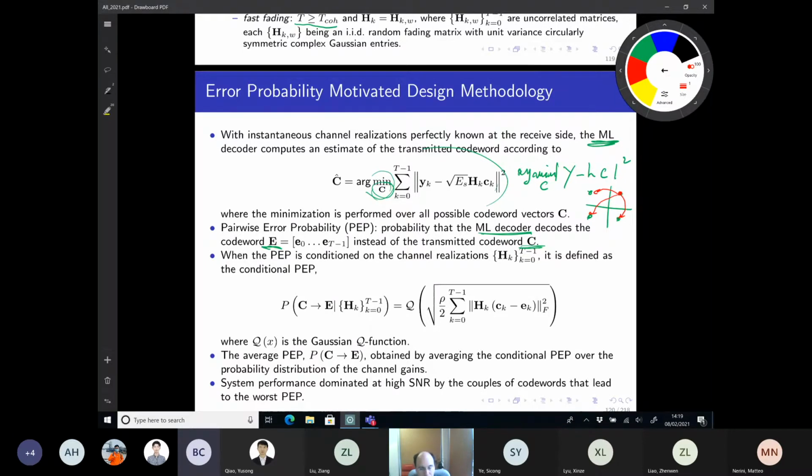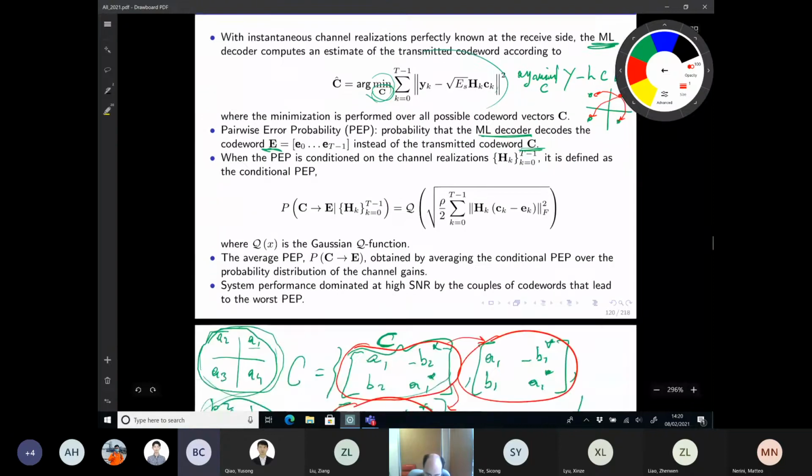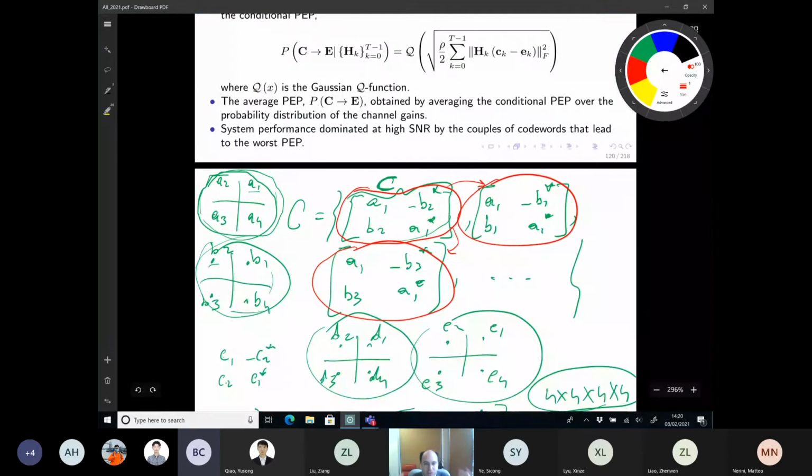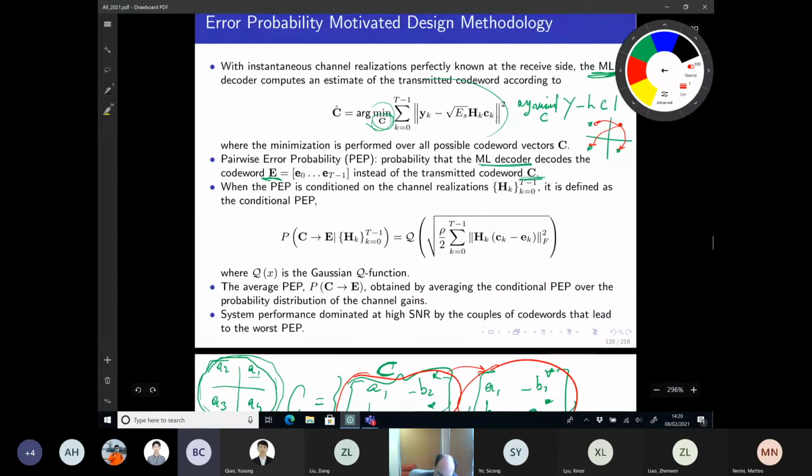So here is the same idea, but instead of looking at one point, here we're looking at the probability of confusing one code word with another code word. So instead of being just one symbol, it is actually a matrix. What's the probability of confusing a matrix with another matrix? And that matrix already contains multiple symbols that are packed into space and time dimensions. So this is called pairwise error probability.